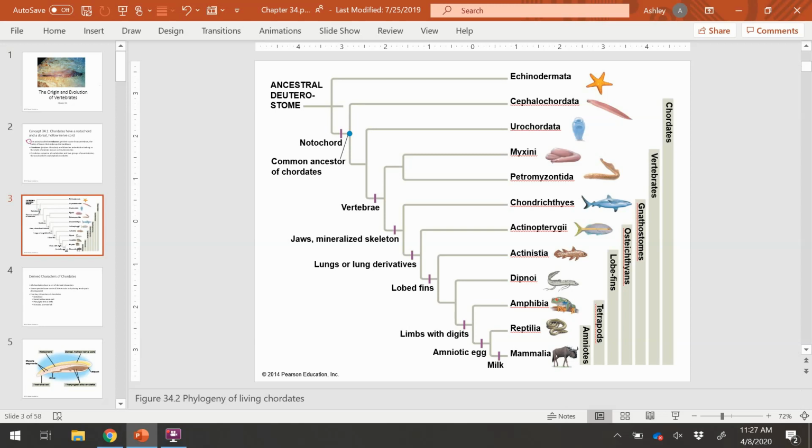deuterostome ancestor. Deuterostome is what starts out. But then the development of the notochord happens down here. But before that, the echinoderms diverge, right? And so then you go to the ancestor of chordates. And from there you have two small groups diverge before the development of vertebrae, which is down here.